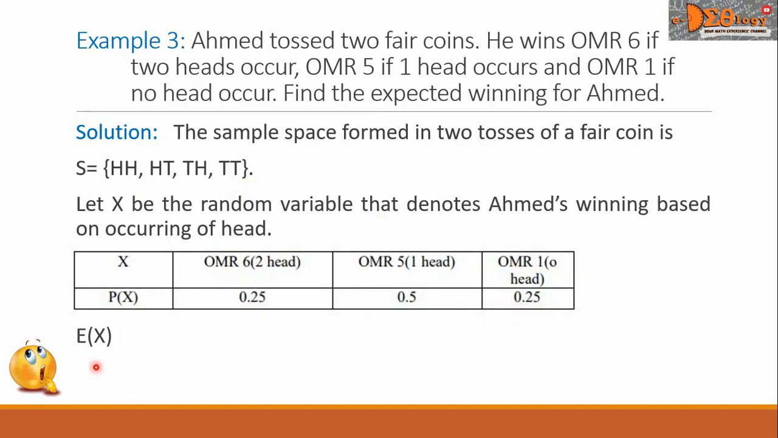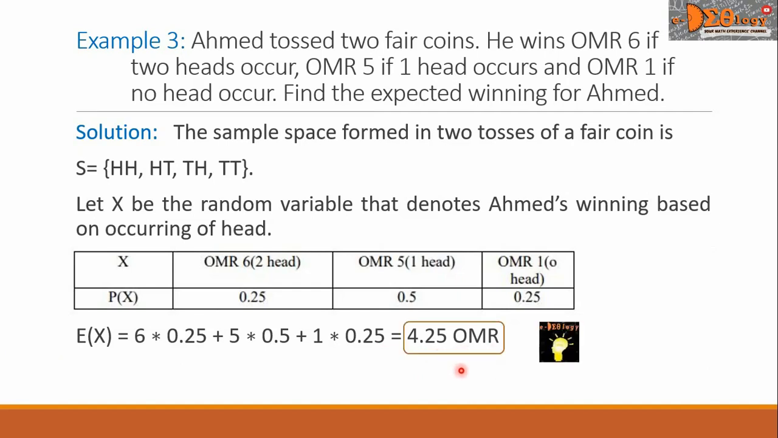Now for the expected value, we multiply this 6 by the 0.25, and it is here. Next, 5 times 0.5. We write it here. Then plus 1 times 0.25. We write it here. Using now our calculator, the final answer is 4.25. We don't forget the currency. That is the Omani Riyal. So 4.25 Omani Riyal. This is the final answer.